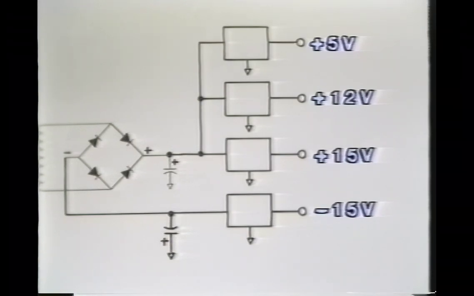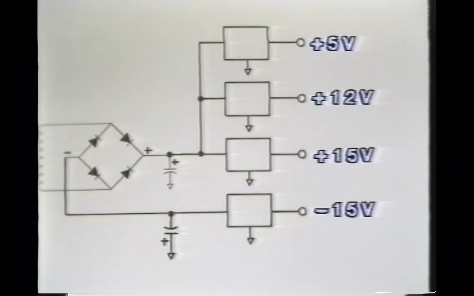Here we have 3 positive regulators creating a +5, +12, and +15 volt supply. And the negative regulator we just looked at, which is a 7915, is used to create a -15 volt supply.